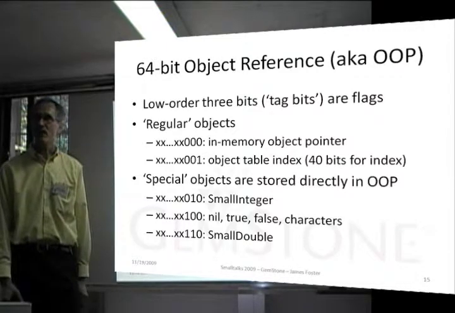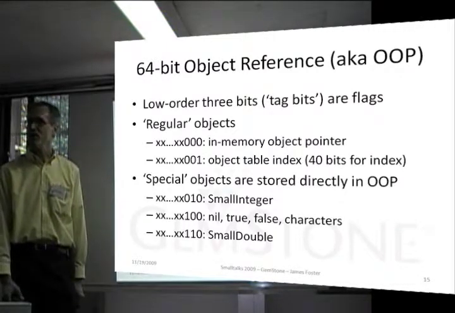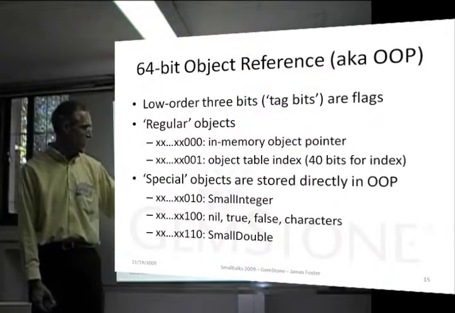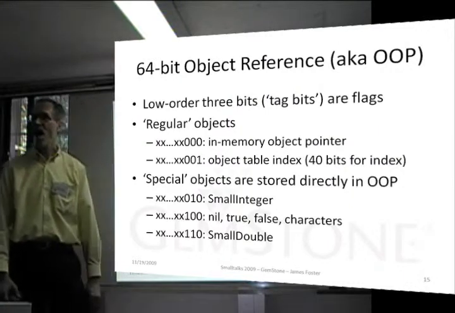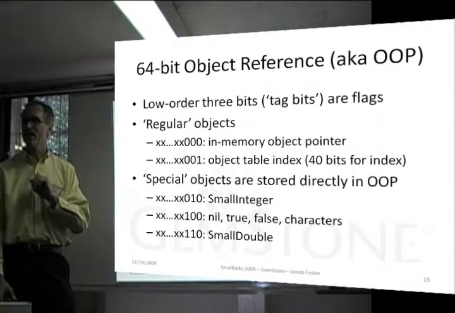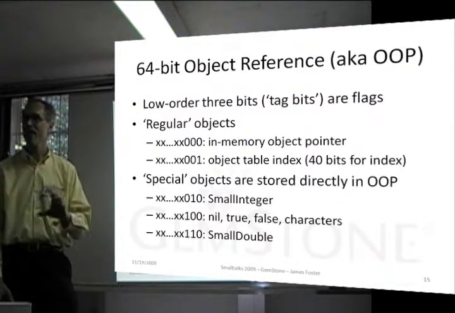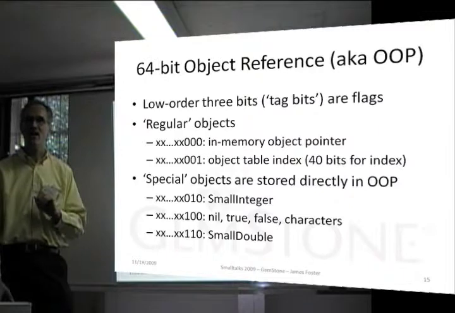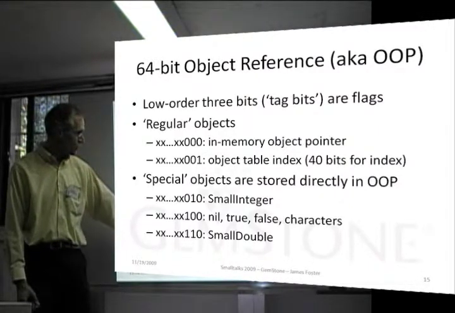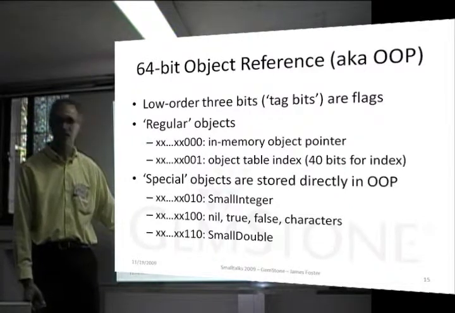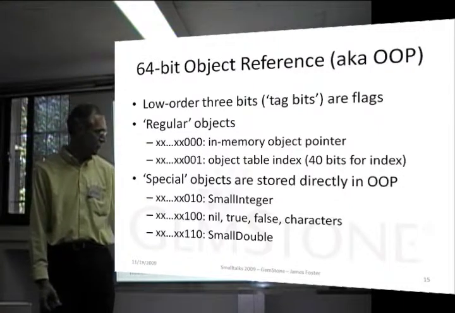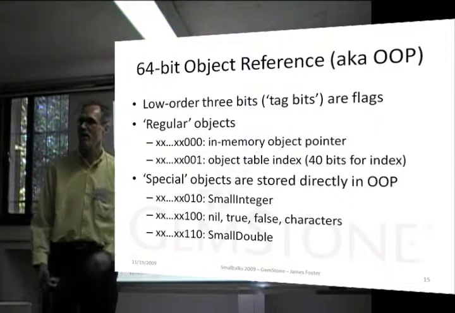Like other Smalltalks, we optimize certain special objects. Some objects, such as nil, true, and false, are used so frequently that there is no reason to set up a separate space for them. And they're constants, you can't change them. So objects with this flag, 100, will then have space to identify whether it's nil, true, or false.